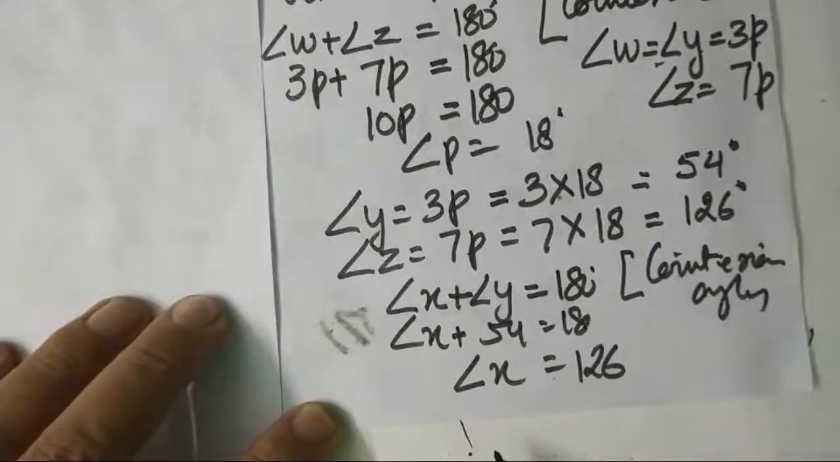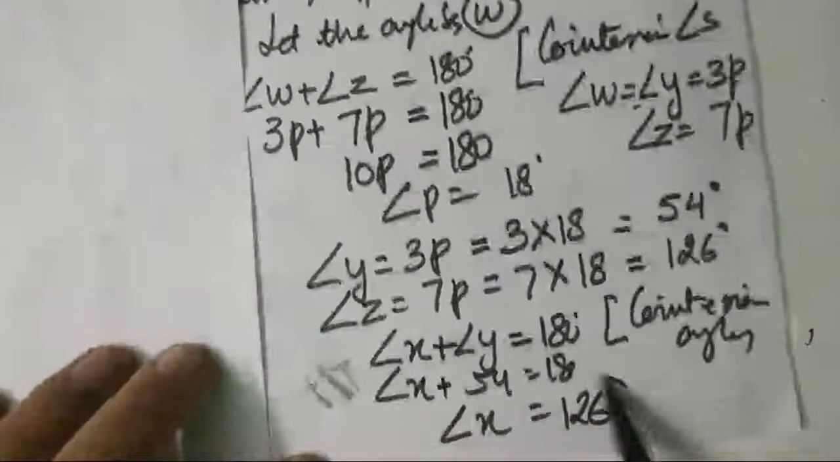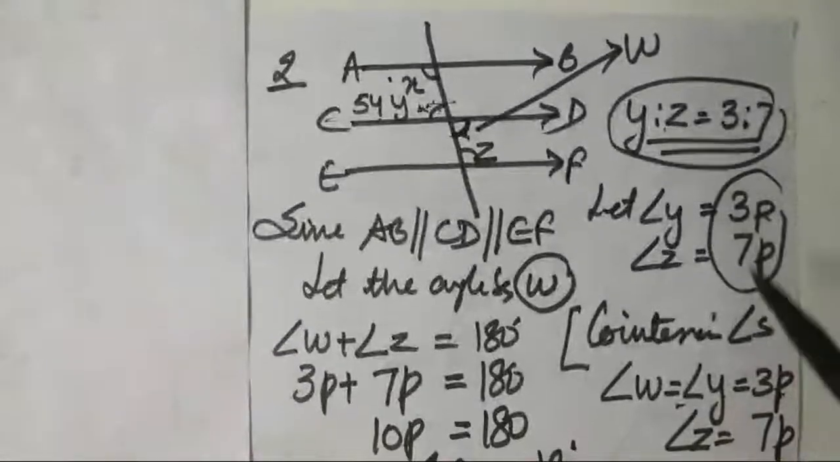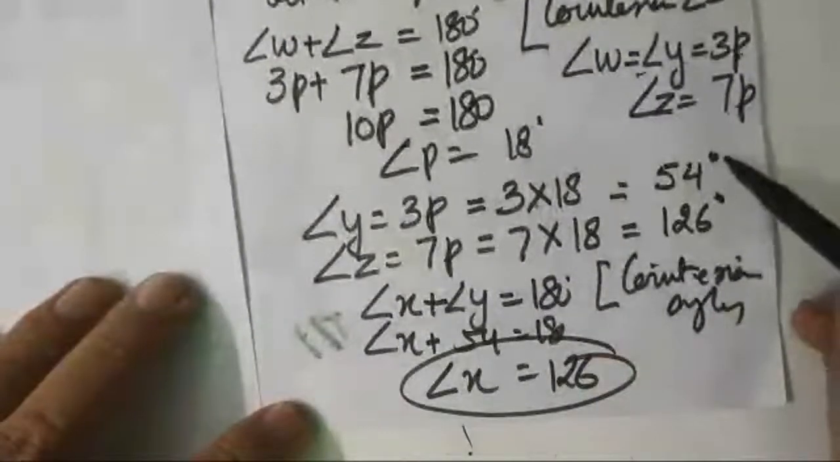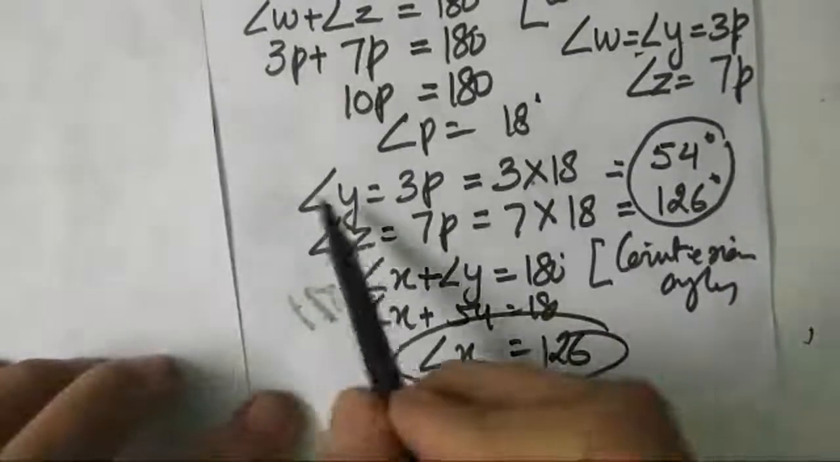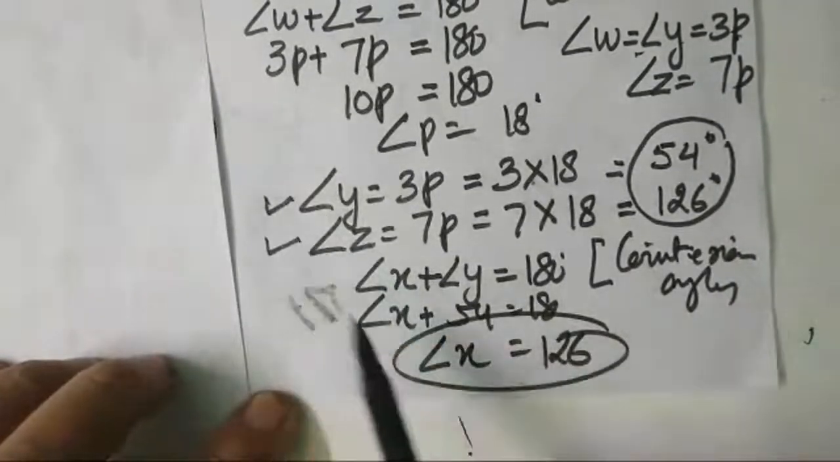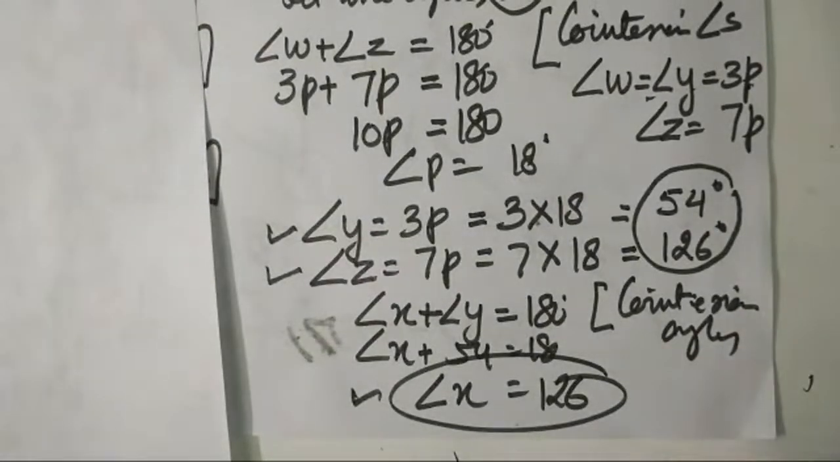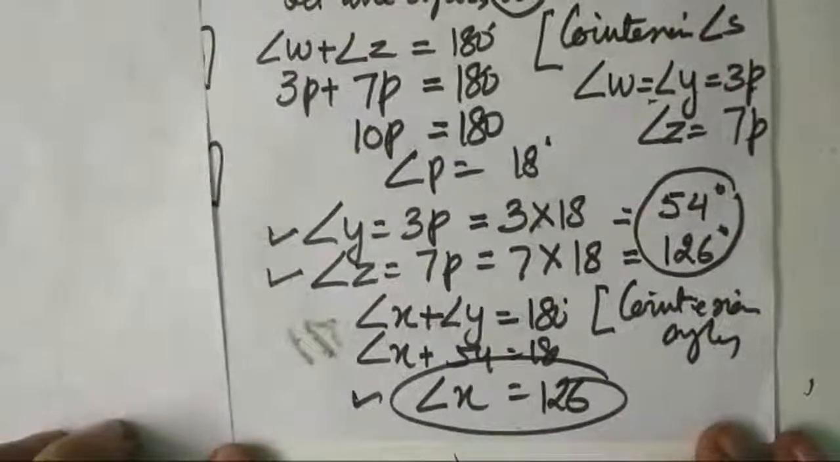So you have found three answers in this question: angle x, angle y, and angle z, giving reasons. So you have applied the property of parallel lines in this question. So hope you have understood. We will continue the next question in the next class.